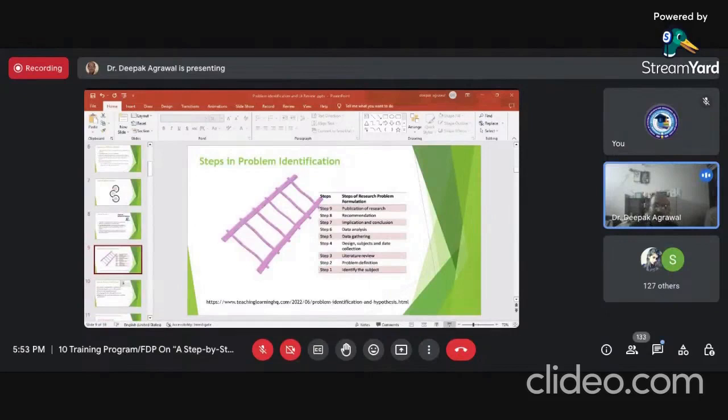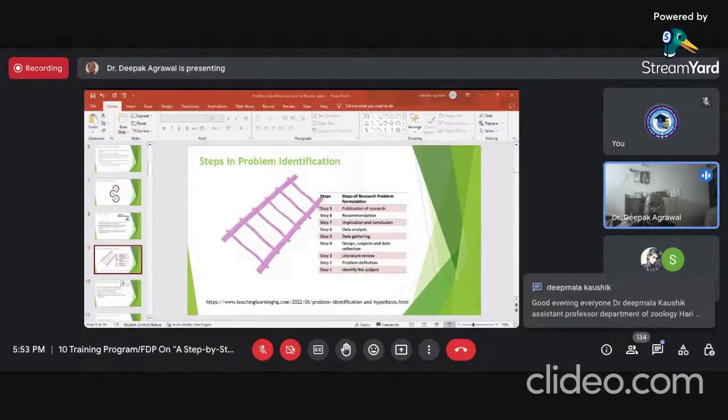These are some of the standards which provide the steps in problem identification, moving from bottom to top. I have consolidated them into 5 steps in the later slides. So first of all, what we need to do is identify the subject matter from where it is to be done. We need to define the problems. Don't worry, it can be redefined any number of times as required.